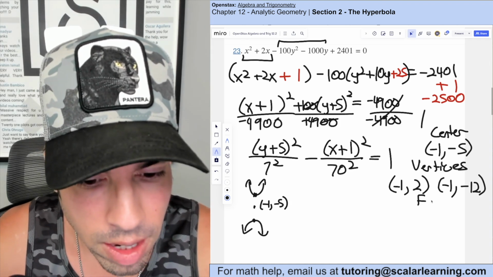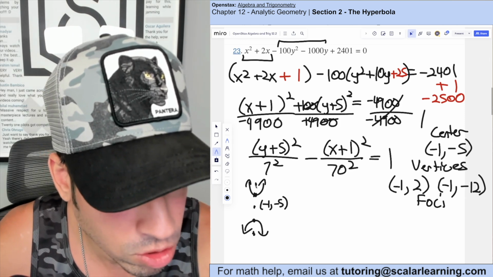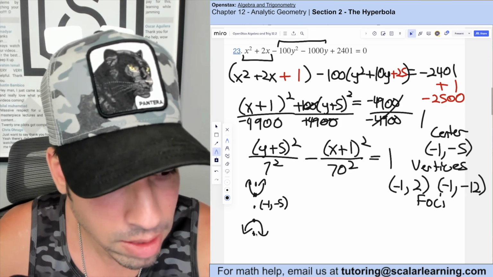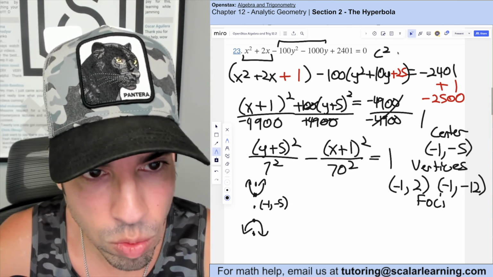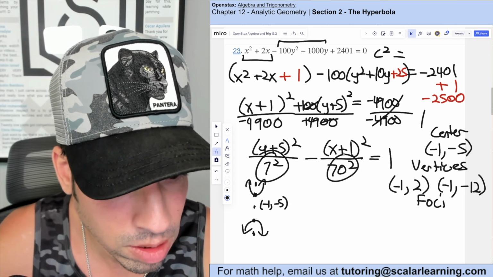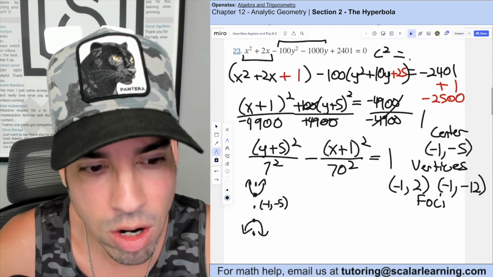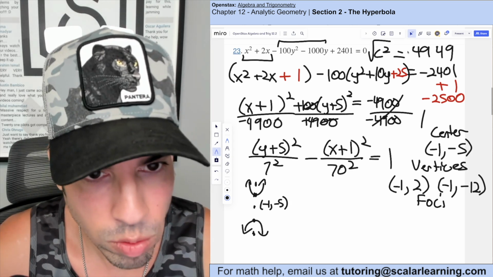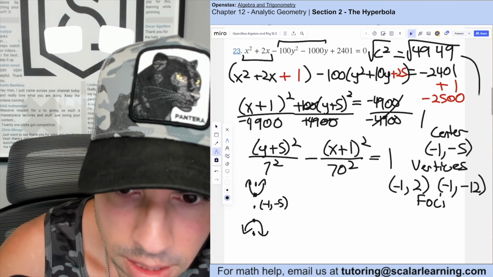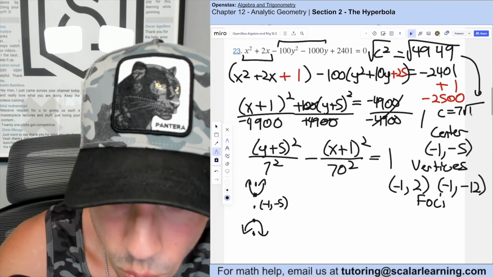Great. And where are the foci? The foci are going to be up here inside these two curves. And we get there by, we have to find a C value. Okay, so what's our C value? C squared is equal to this plus this. All right. So that's 49 plus 4900, which is 4949. And then we take the square root of both sides. And that ends up simplifying to 7 rad 101.